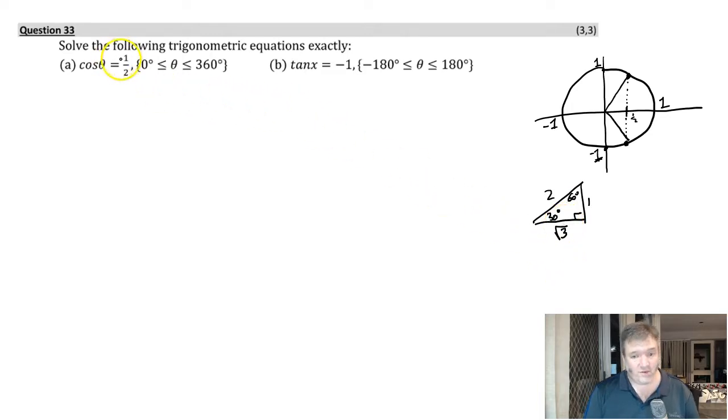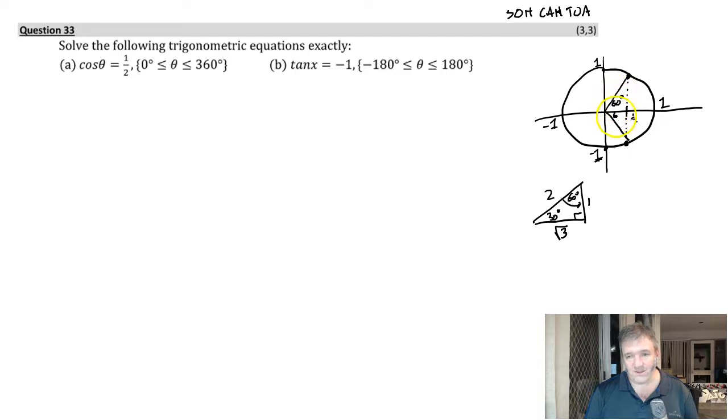Now, I want cosine to equal 1/2. You will remember from SOHCAHTOA, cosine is adjacent over hypotenuse. It's the ratio of the adjacent side divided by the hypotenuse in a right angle triangle. So if I want the adjacent side to be 1 and the hypotenuse to be 2, that must mean 60 degrees is the angle, because that makes the 1 adjacent rather than 30, which is opposite the 1. So 60 degrees is my reference angle.